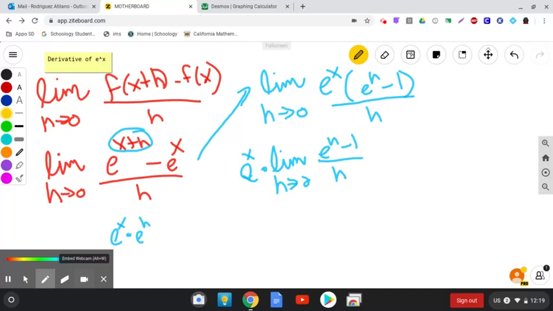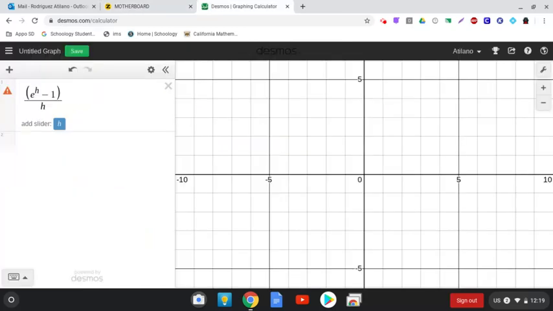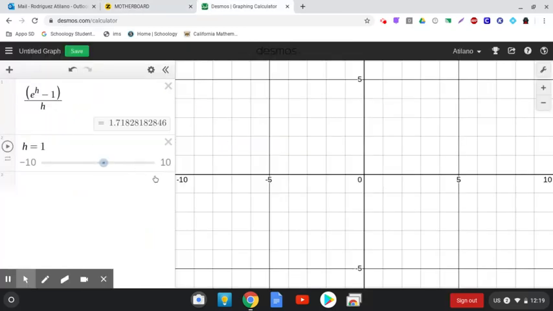The reason why I do that is I'm going to try to find this value out. I'm going to go ahead and use Desmos. So I'm going to add the slider. I want this to go by ones. All right, so if I move the slider, I get it as undefined, meaning that I can't just plug in the 0 for the h. It gets me an indeterminate form.